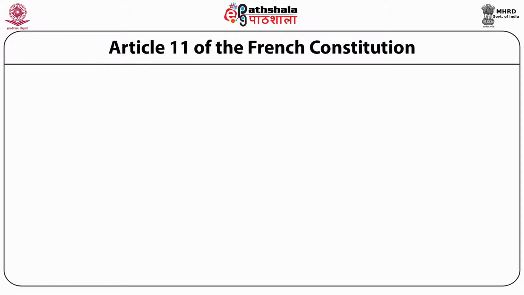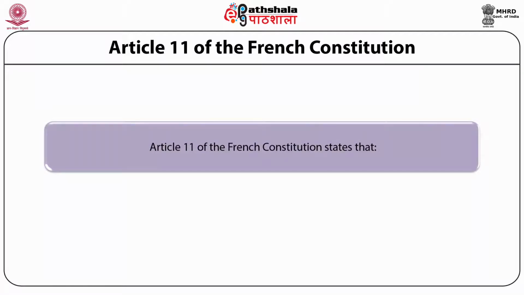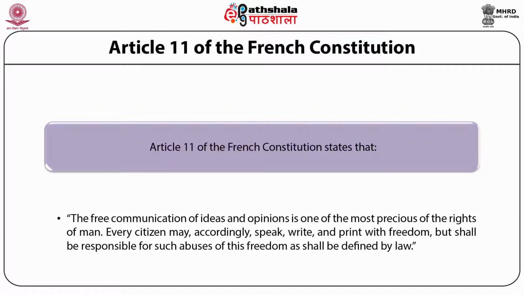Now let's actually come to the text of the free speech clause in the French Constitution. Article 11 of the French Constitution states that, quote, the free communication of ideas and opinions is one of the most precious of the rights of man. Every citizen may accordingly speak, write, print with freedom, but shall be responsible for such abuses of this freedom as shall be defined by law. Now, here is the difference between the French Constitution and the Indian Constitution. In France, Article 11 leaves it to Parliament to define by law what would be an abuse of the right to freedom of speech and expression, whereas in India, what constitutes an abuse is broadly defined in the Constitution itself.